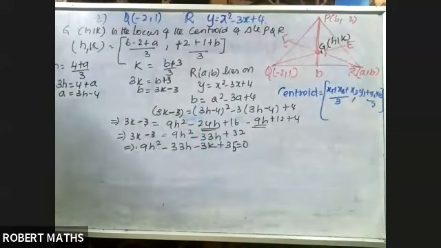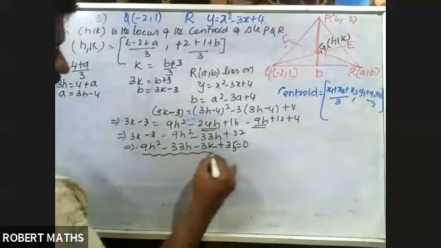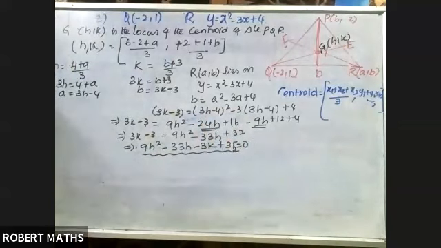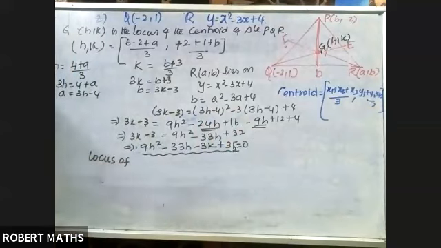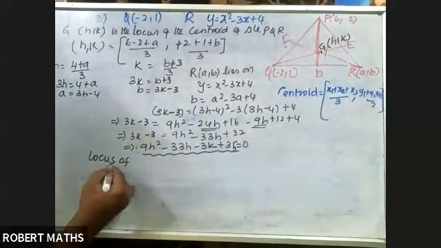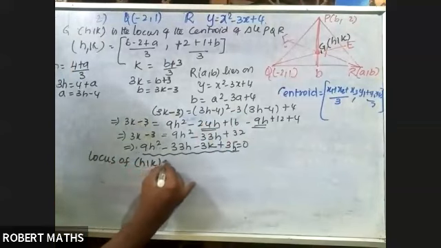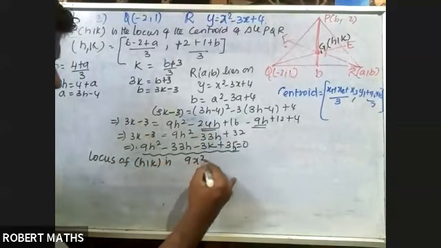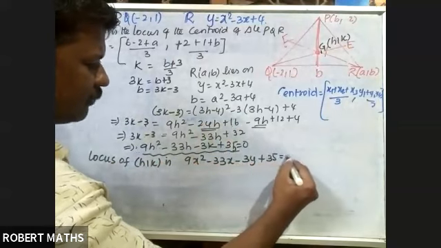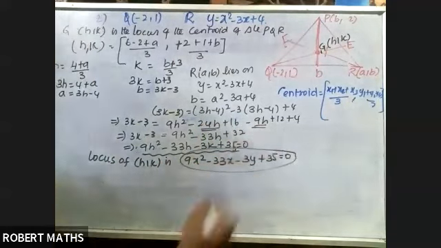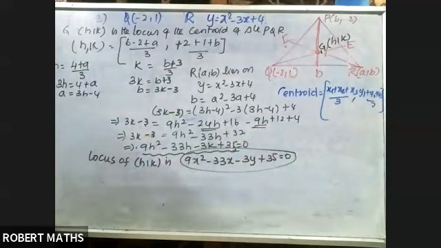Who said that? Who asked? Please. So 9h square minus 30, who was it? Minus 3k plus 35. It was me, sir, Moini Nasiya, sir. Moini Ayesha? Right, okay. So the locus of h comma k, very good. h comma k is 9x square minus 33x minus 3y plus 35 equal to 0. So this is the answer. Please take down. We are moving on to the next problem.